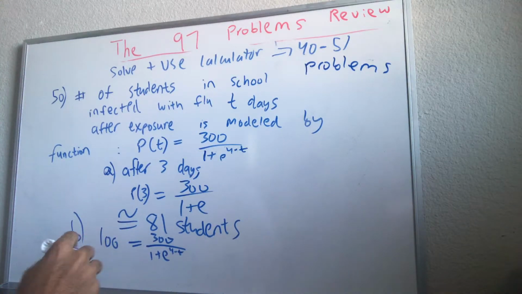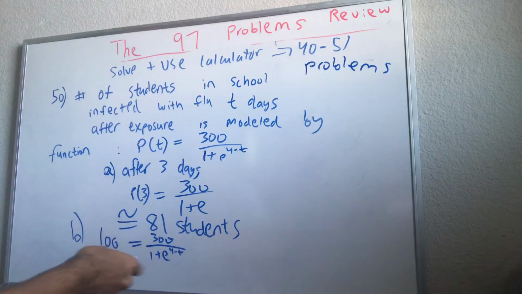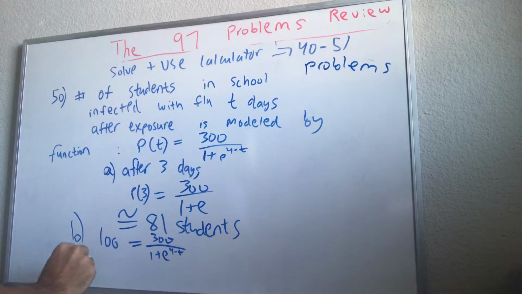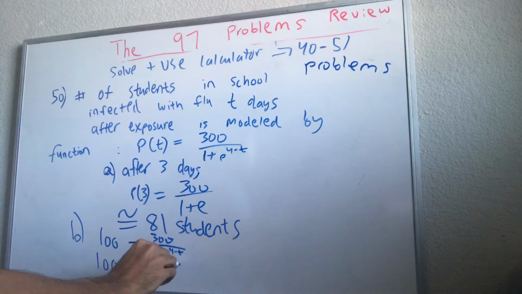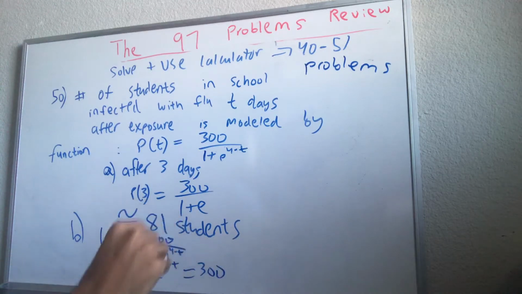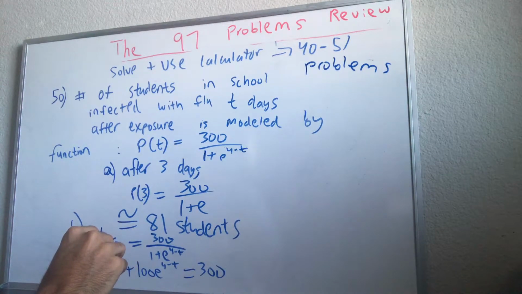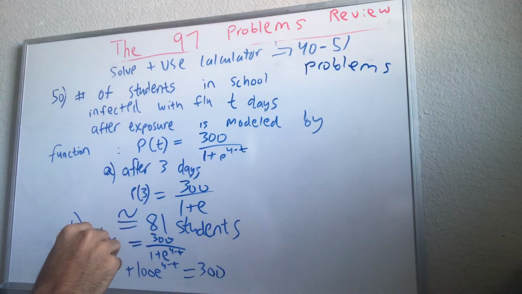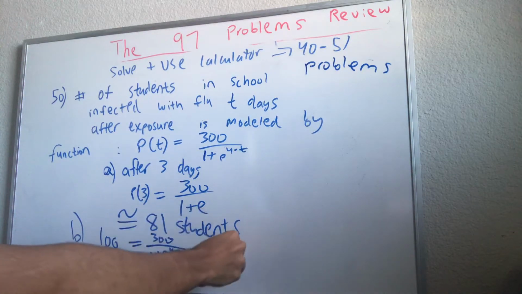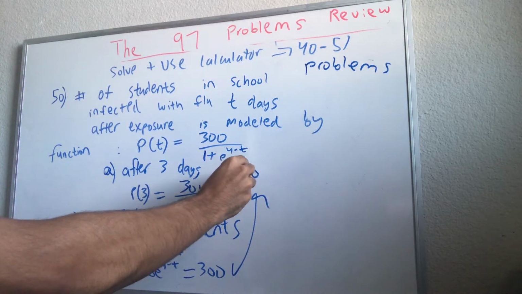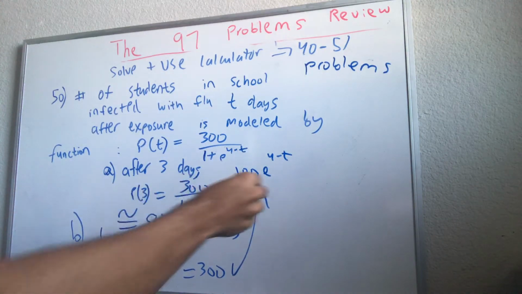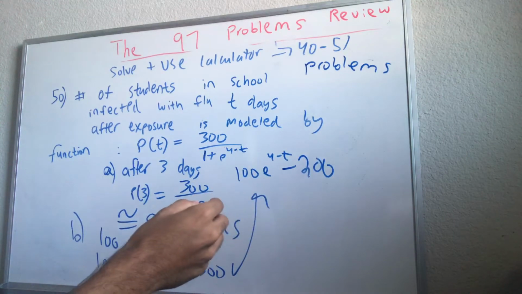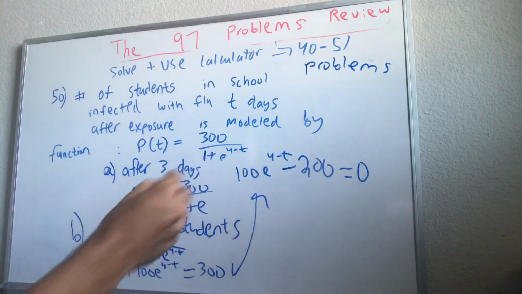Really what we're going to do here is multiply both sides by 1 plus e to the power of 4 minus t. We're left with 100 plus 100 e to the power of 4 minus t is equal to 300. So this is what we're left with. Clearly you can subtract the 300, so if you think about this, this is really just 100 times e to the power of 4 minus t, and then you have minus 200 is equal to 0. So this is what we have.